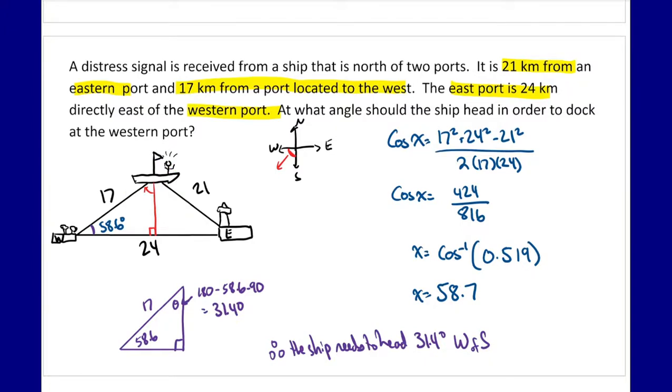by drawing a right angle triangle, understanding that we have the 90-degree angle. The missing angle is 180 minus 90 minus the 58.6, which gives us 31.4. So now we can say that the ship needs to head 31.4 degrees west of south. If they have their compass directly south, and then they're turning it 31.4 degrees west, that's the angle that they need to head in. So again, it just gives us a little bit more direct information, especially in terms of where we're heading.